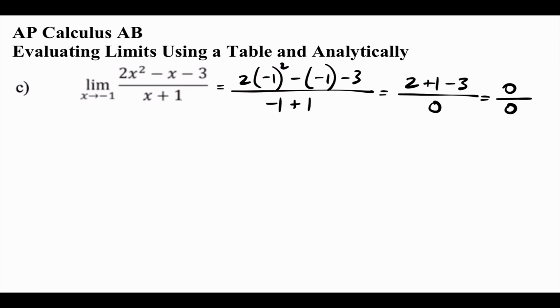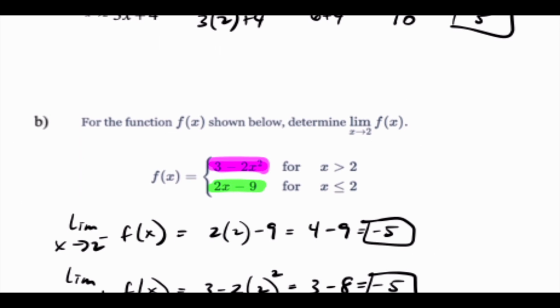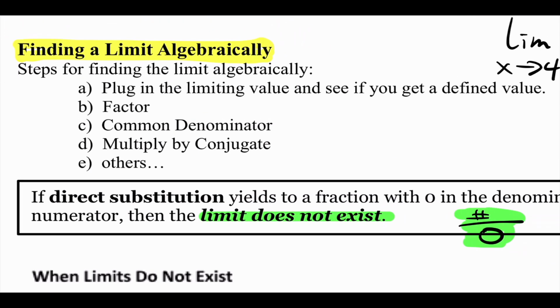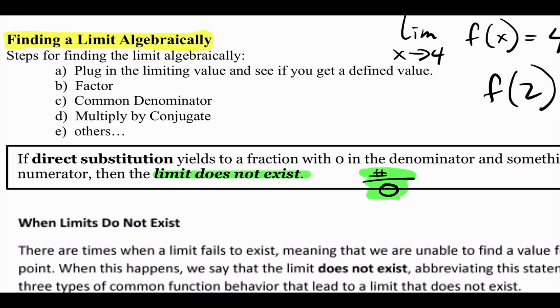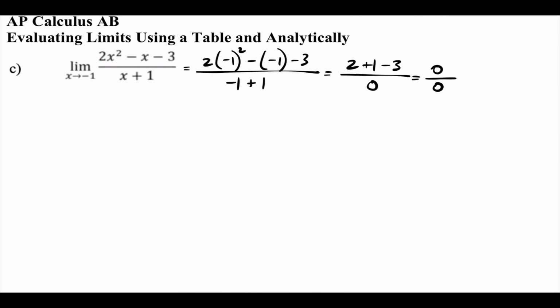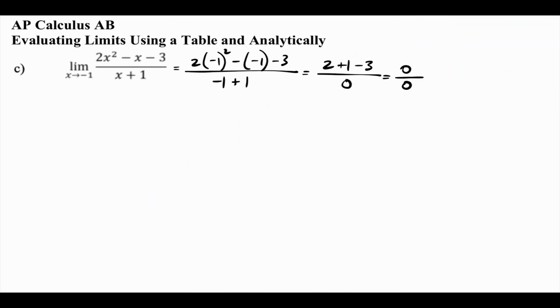So our rules say when we get 0 over 0 when we plug in, that means we have to do one of these guys here: factor, common denominator, multiply by conjugate. Which one are we going to do? Well, this guy, I got a trinomial on top and a binomial on bottom. So let's see if I can factor it using the rules.